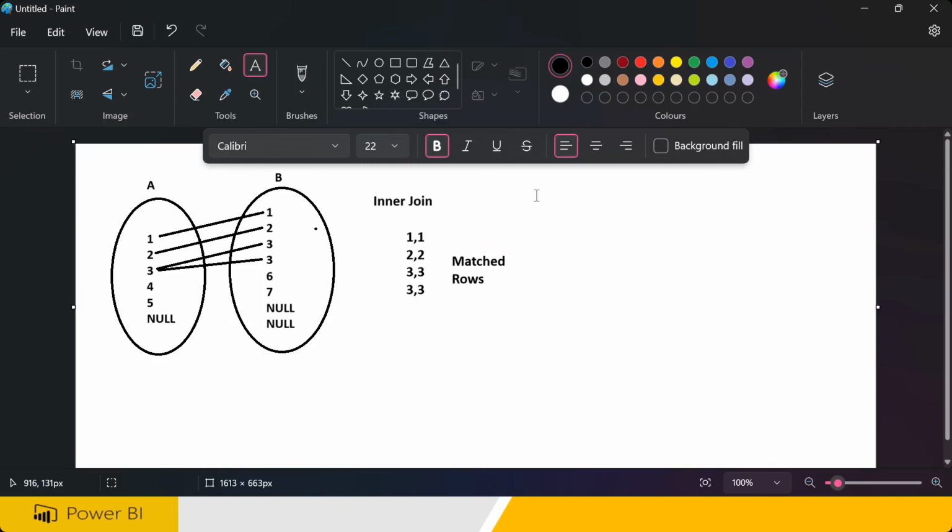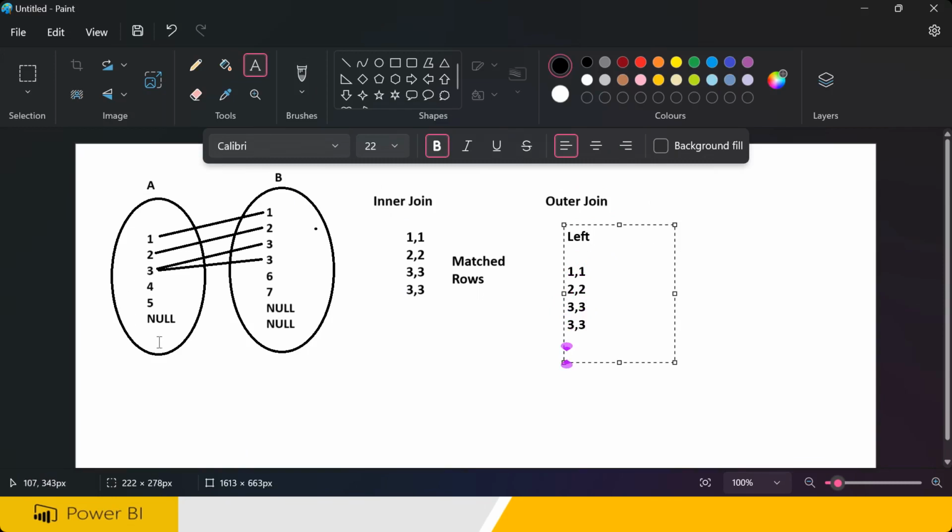But what about outer join? Outer join will be your matching data plus your unmatched data. In outer join, the first one is called left outer join. What is left outer join? Left outer join will be your matching data. What is matching data? 1 comma 1, 2 comma 2, 3 comma 3, 3 comma 3. Your matching data plus unmatched data from the left data set.